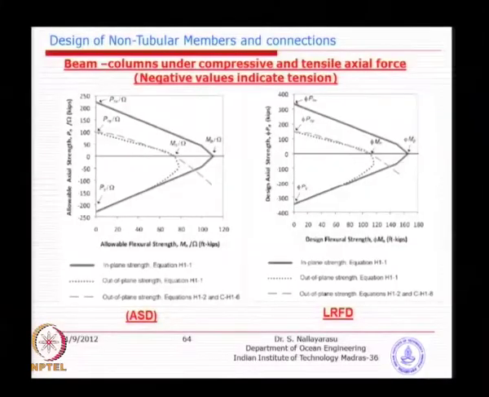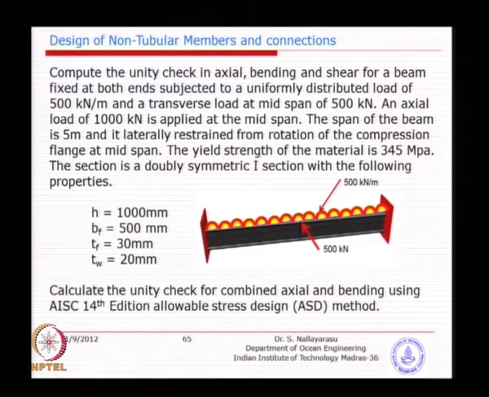I have just taken a typical example problem for you to practice, in case. So, in this example I have just picked up a simple plate girder, a fabricated girder of these dimensions. The height of the beam is 1000, flange is 500 and web is 20 mm thick, flange is 30 mm thick, and I just ask you to design it in accordance with the 14th edition using the allowable stress method.